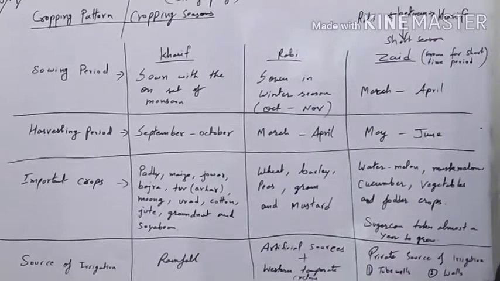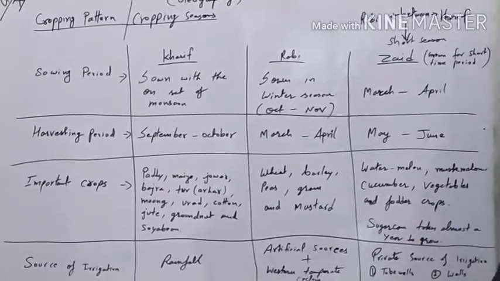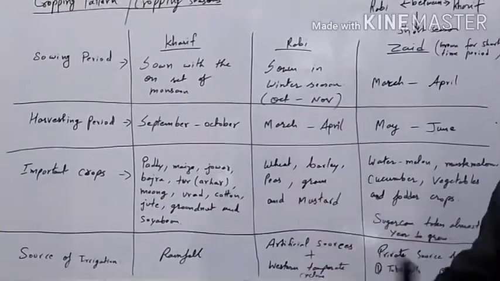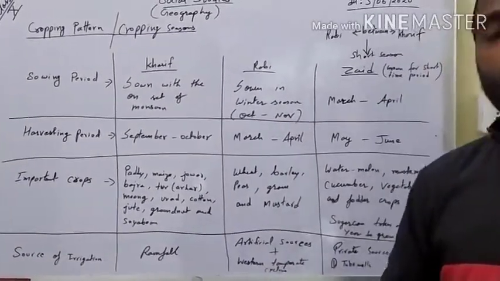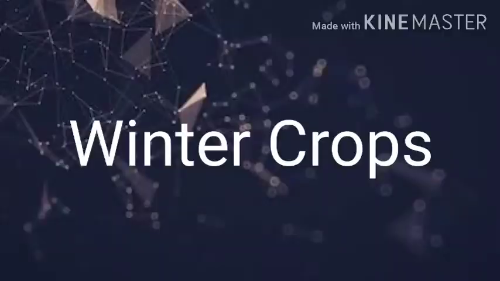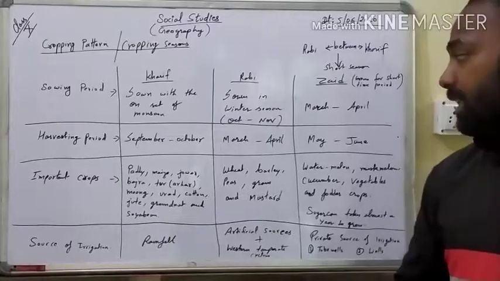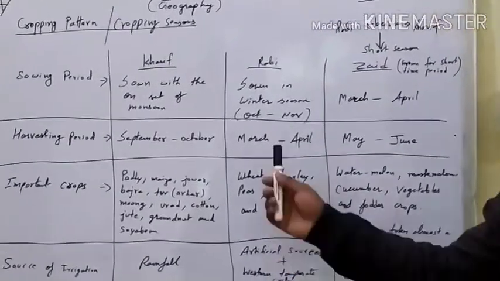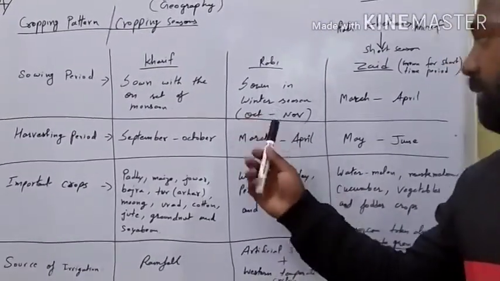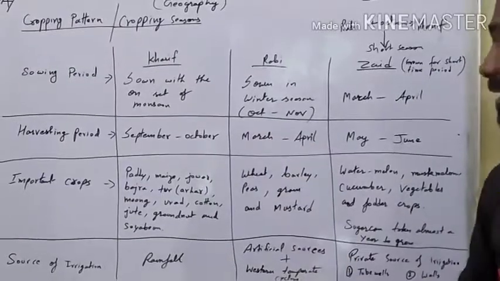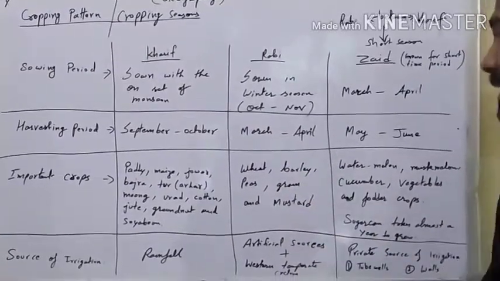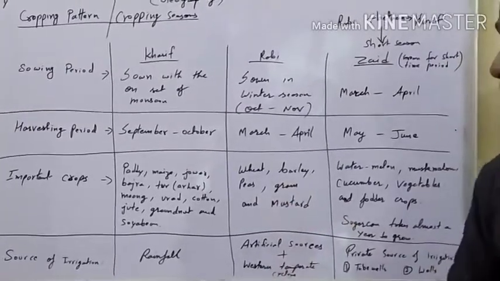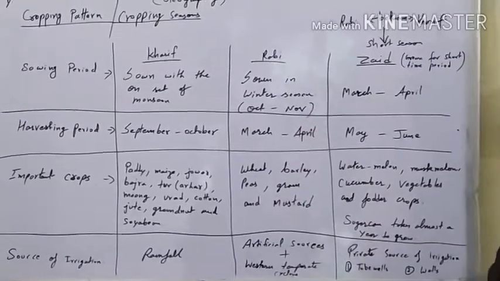Now let us understand about the Rabi crop. Rabi crops are sown in the winter season, from October to November. That is why we call Rabi a winter crop. The harvesting period of this crop is March and April. You remember that it has started in the winter season. The growing process starts in the winter season, and in the spring season it is harvested. So you can remember it in that way also.